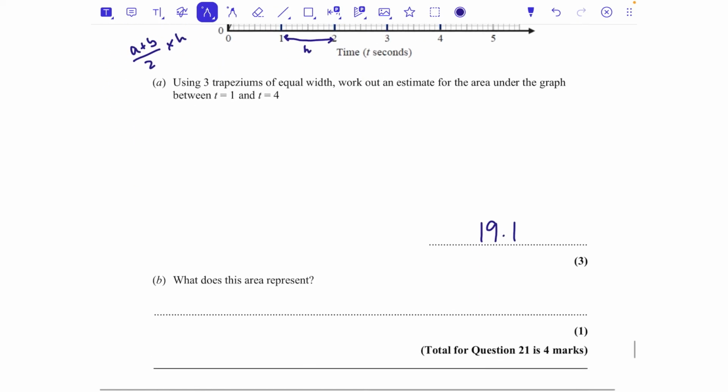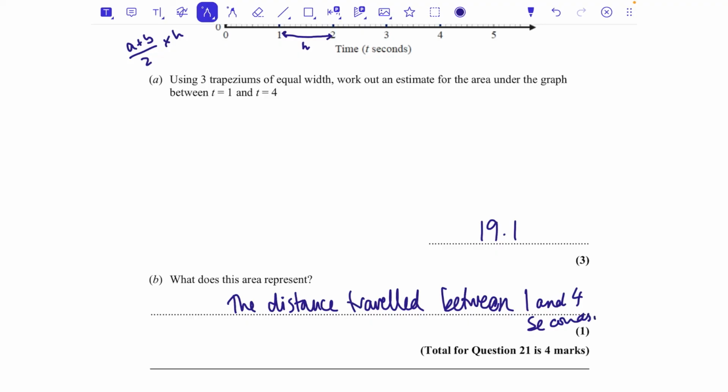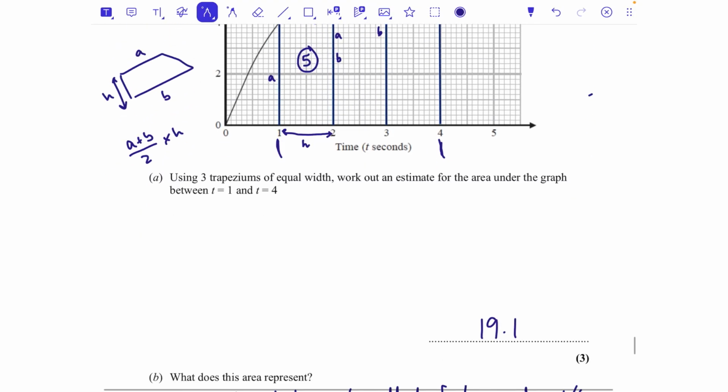What does this area represent? So the area underneath the graph of a speed time graph represents the distance. So the distance travelled between 1 and 4 seconds. That's how far it travelled from 1 second up to 4 seconds.